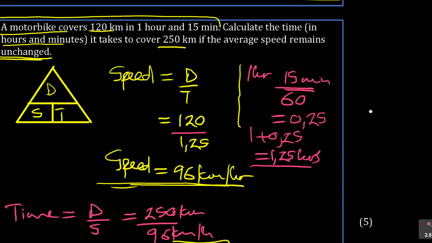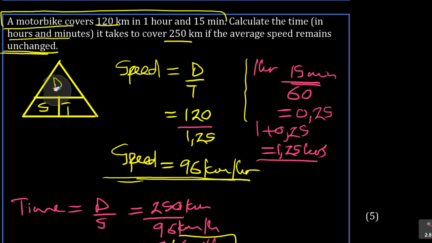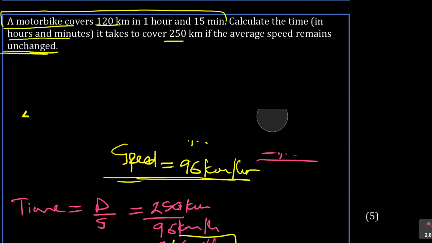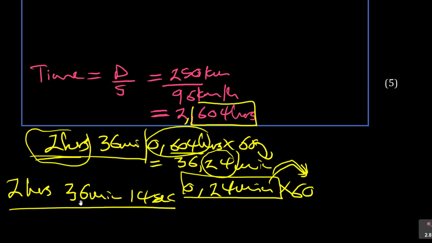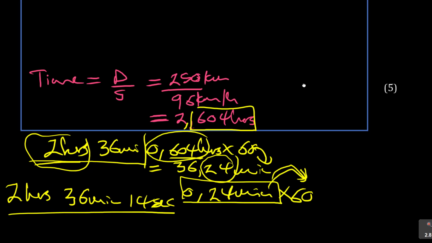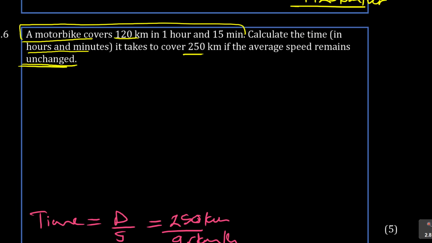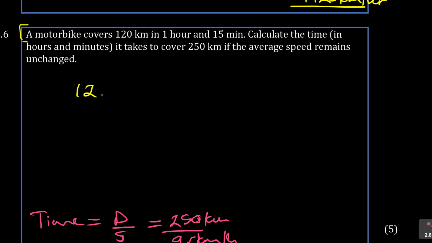But now, another thing, let me show you this quick one here. I'm not going to take much of your time. The answer here was, we agreed, 2 hours, 36 minutes. But I want to show you something called proportion on this question. It says a motorbike covers 120 kilometers in 1 hour 15 minutes. I can write it like this: 120 kilometers is to 1 hour 15 minutes, and then we said it was 1.25.